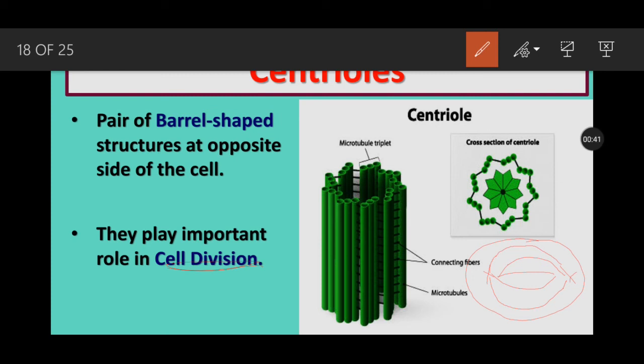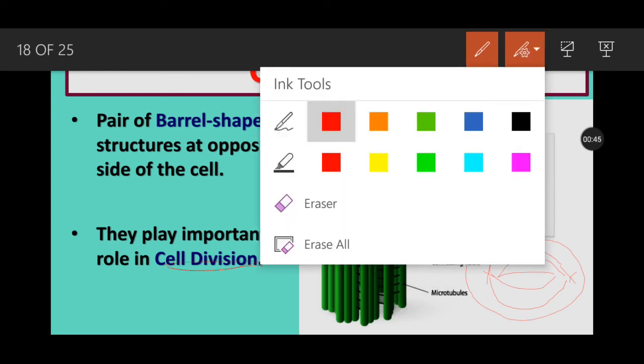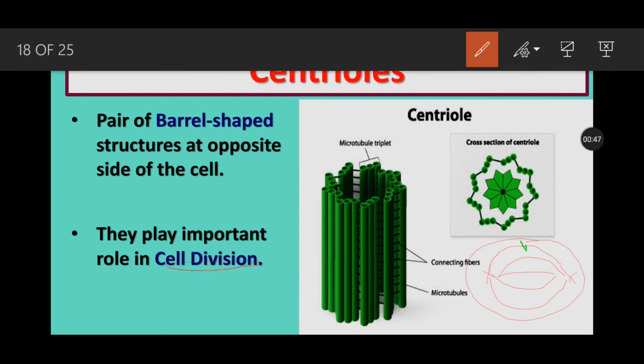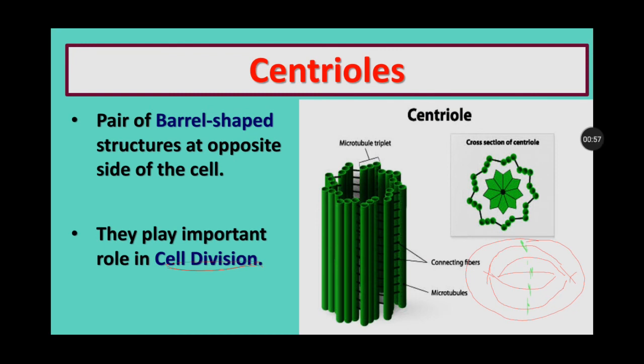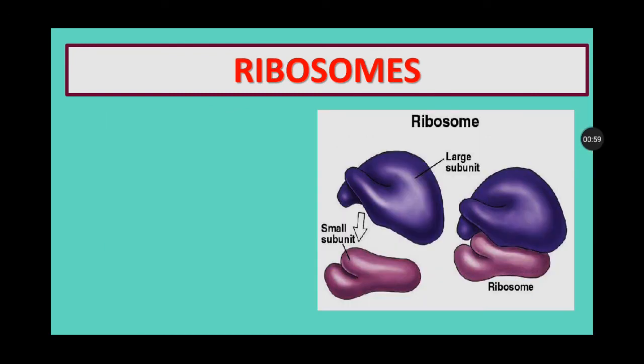And why do these microtubule filaments arise from the centriole? It is to attach the chromosome structures in the middle of the cell, like this. So this is all about cell division. It helps in the cell division of animal cells.